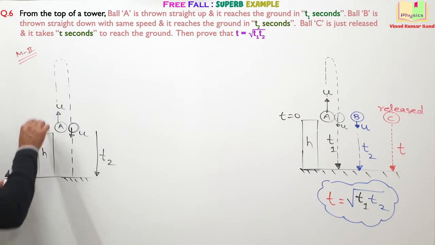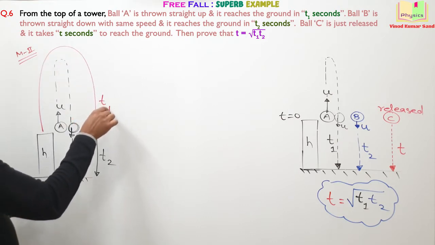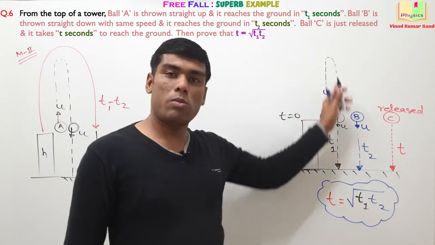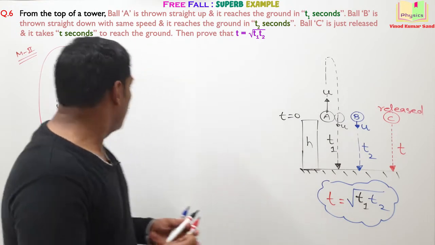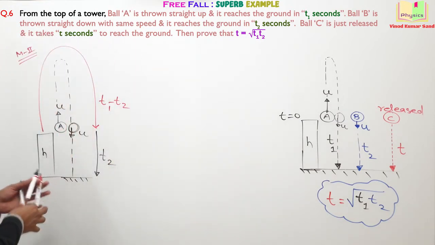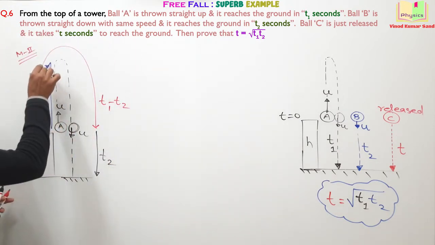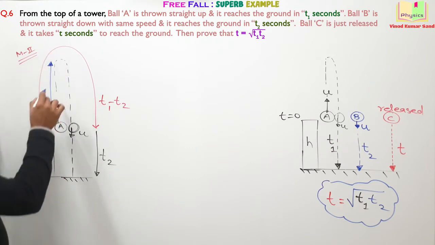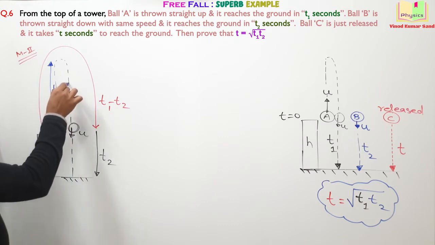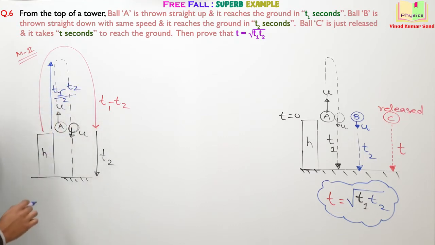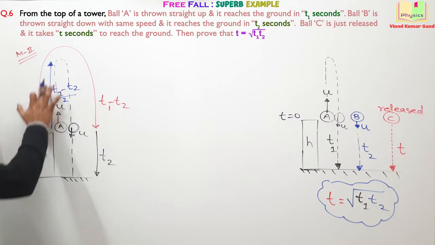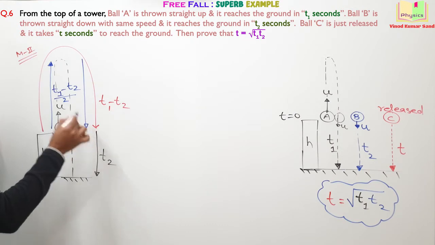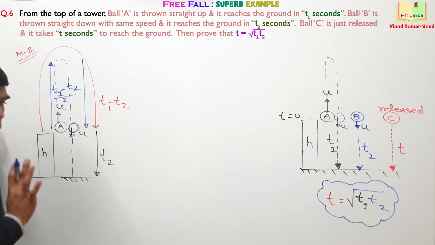Then how much is this time? t1 minus t2, because the total time was t1 for the motion of the ball A. Do you agree? If this time is t1 minus t2, then how much is the time taken by the ball A to rise to its maximum height? That will be equal to t1 minus t2 by 2. Do you agree? There is a symmetry in the time as well as the speed while going up as well as while coming down. Done?